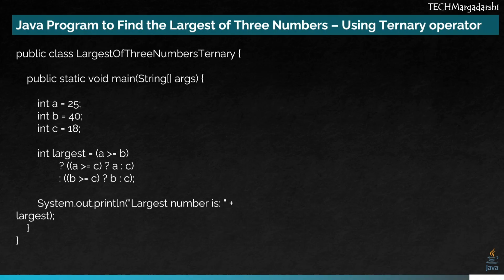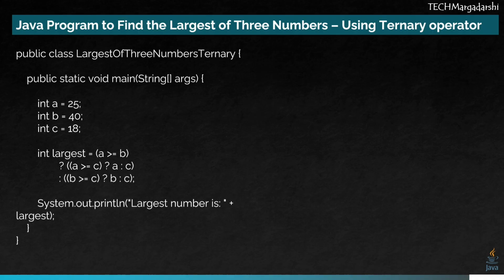And let's solve the same problem using the ternary operator, which is a shorter alternative to the if-else statement. We declare three integer variables a, b, and c with the values 25, 40, and 18. Next, we use nested ternary operators to compare the three numbers. First, we compare a and b. If a is greater than or equal to b, we then compare a with c to determine the larger value. Otherwise, we compare b with c. The largest value is stored in the variable largest.